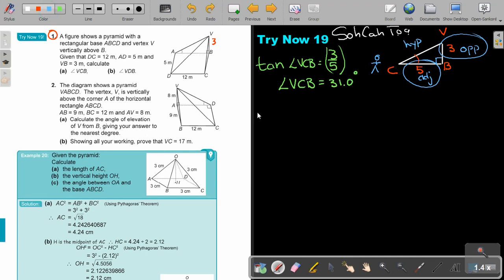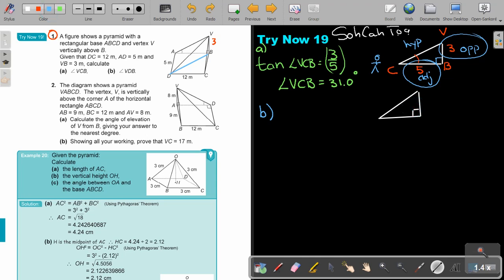And then the last one, so this was A, and the last one, number B, angle VDB. Now, I just want to show you first in this sketch. So if I'm taking out, so there is the 90. So I'm going to take out the sketch again.